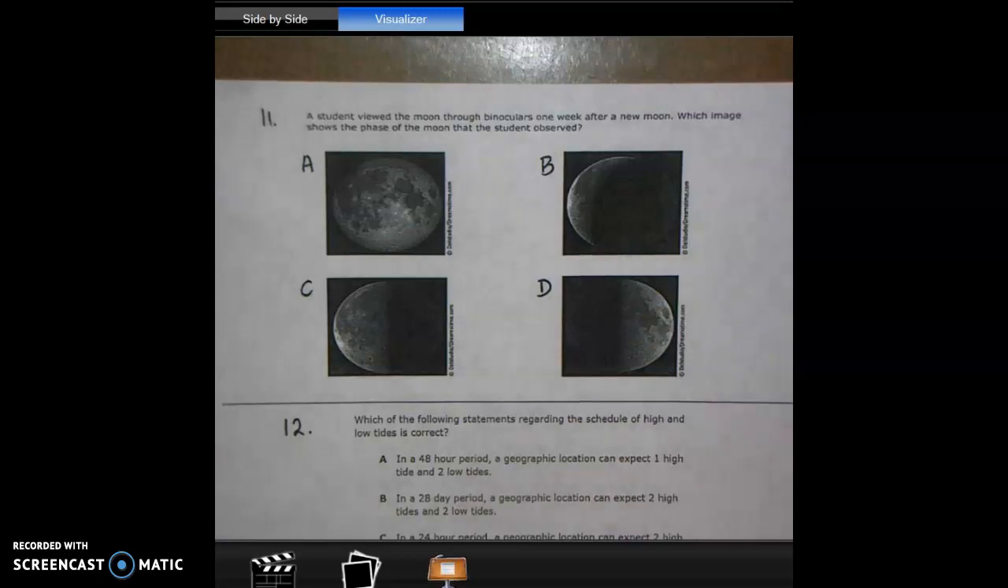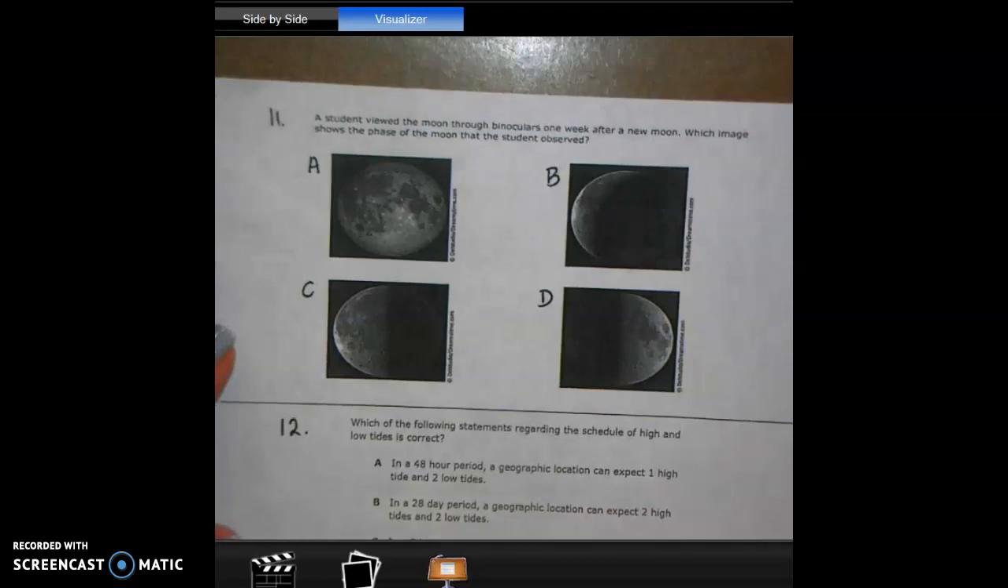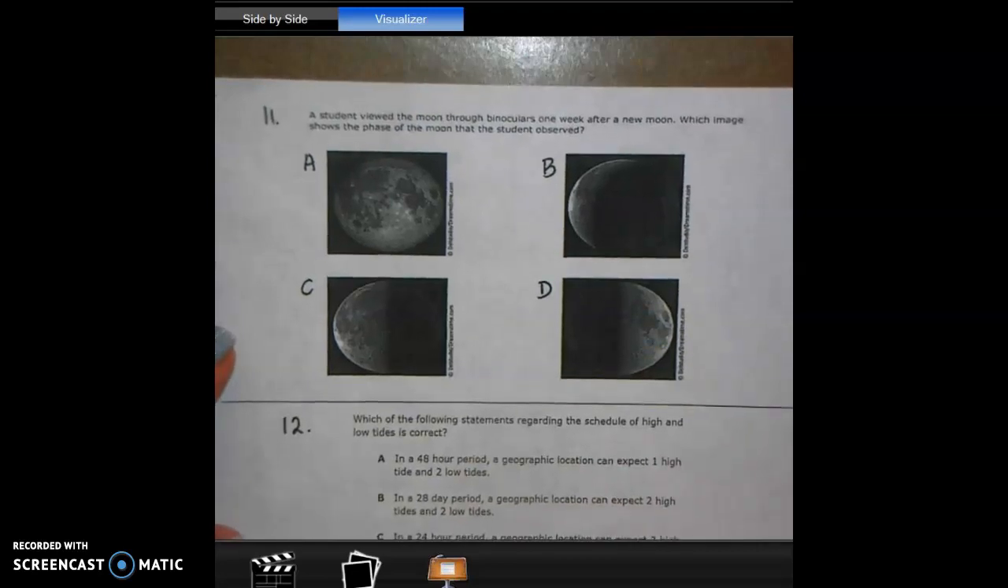Okay, number 11, a student viewed the moon. Oh, here we go, continue. This is part 2 of your corrections. Again, make sure you're in a different color. Make sure that you are writing everything that we write.